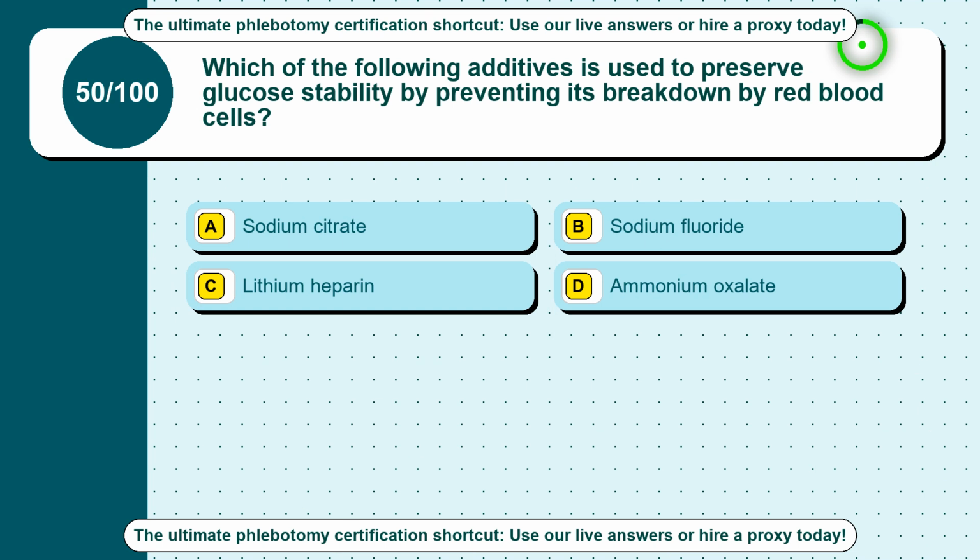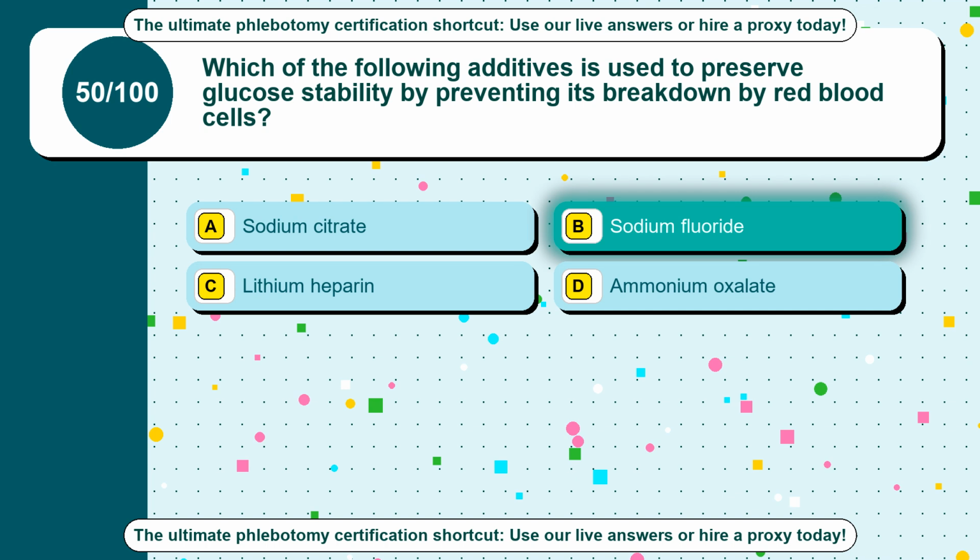Question 50. Which of the following additives is used to preserve glucose stability by preventing its breakdown by red blood cells? Option A, sodium citrate. Option B, sodium fluoride. Option C, lithium heparin. Option D, ammonium oxalate. The correct answer is option B, sodium fluoride.